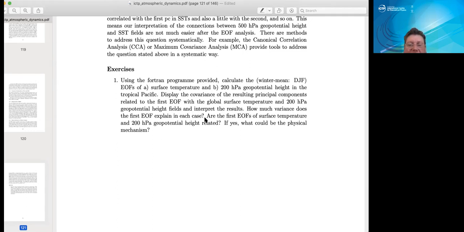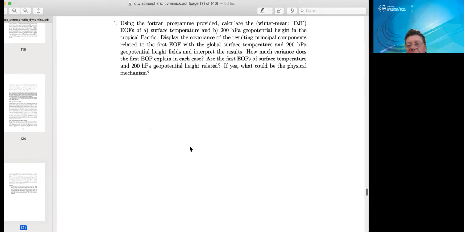So I'm asking you to do this exercise. It should be straightforward, just changing one data set to the other, essentially performing two EOF analyses, one on the surface temperature and one on the geopotential height in the tropical Pacific, and then performing an interpretation of the patterns and time series that you see, to do some research into this, let's say.